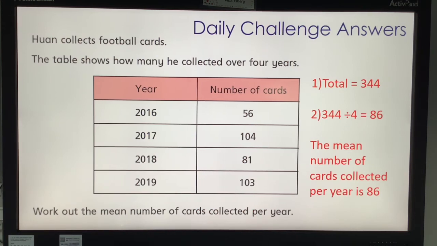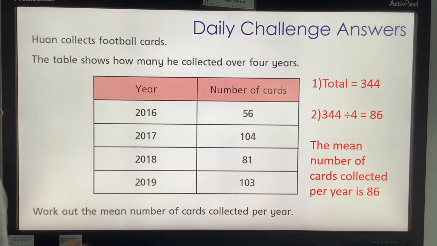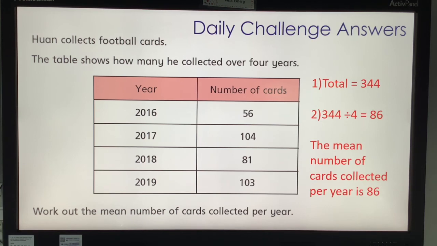And again, for the football cards, I've added my number of cards for each year together to get 344. And then I have divided by 4 because there were 4 years. And that means the mean number of cards collected per year was 86.